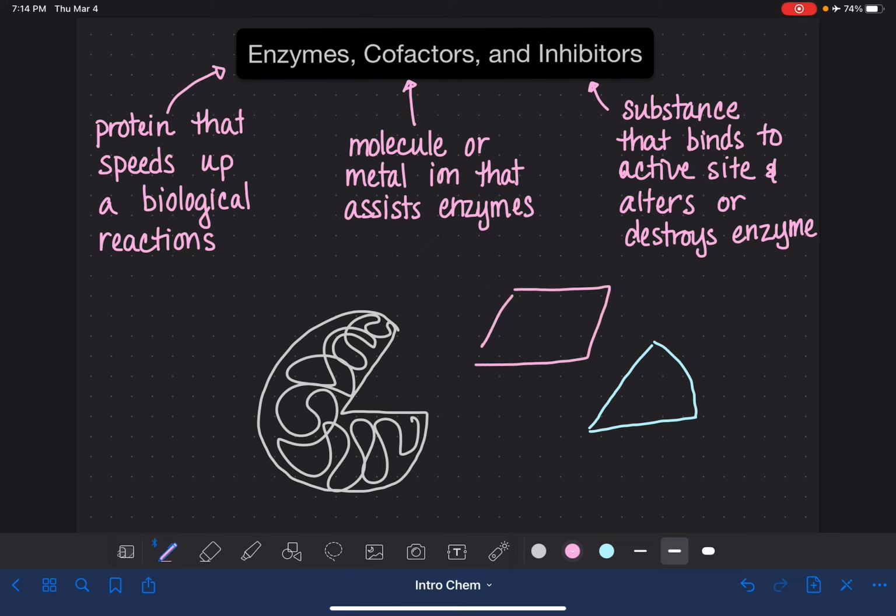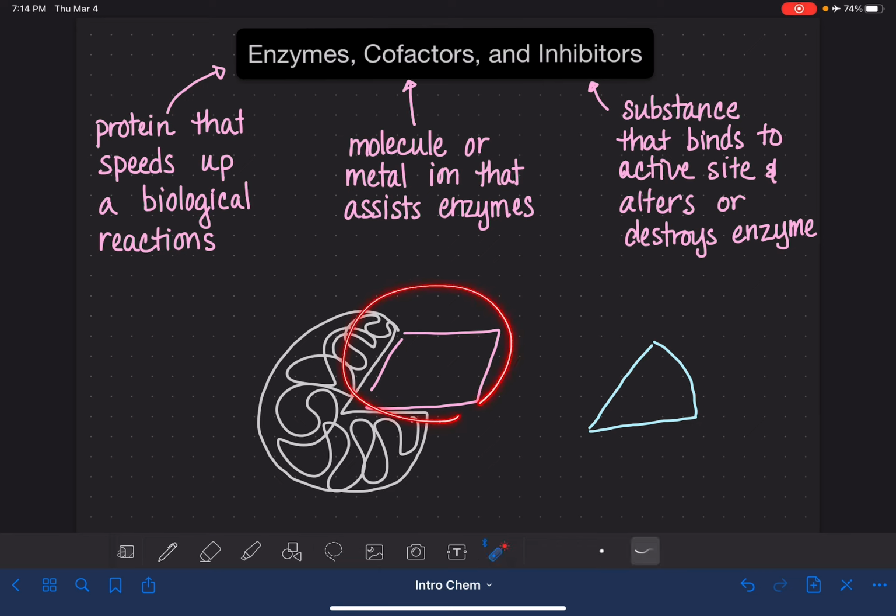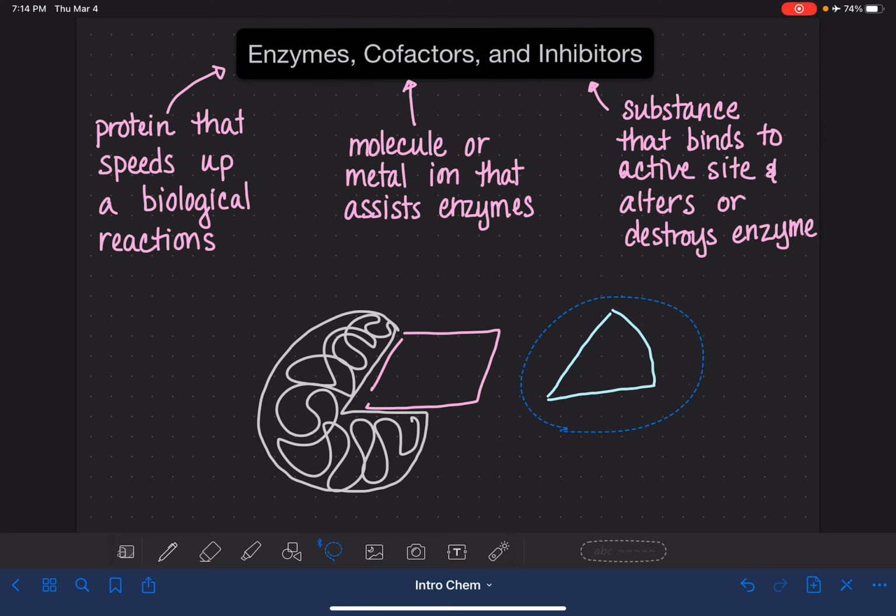So an inhibitor maybe looks something like this. It's a molecule that's going to fit inside this active site, but it just doesn't belong there. And maybe this inhibitor sits there permanently, forever. And the desired molecule can't make its way in because this inhibitor is in the way.